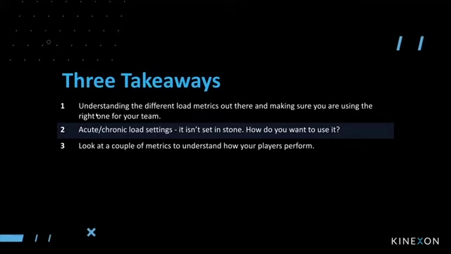Takeaways: understand the different load metrics out there, and make sure you're using the one that's right for your team. There are different ones, and then how do you enhance it as well? Acute to chronic load settings, everybody's talking about this. There are lots of papers out there, but it's not set in stone. That's coming from the author. How do you want to use it? You need to make adjustments and figure that out, and look at more than one metric.